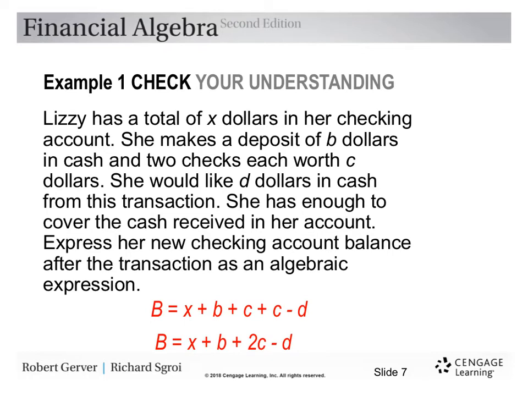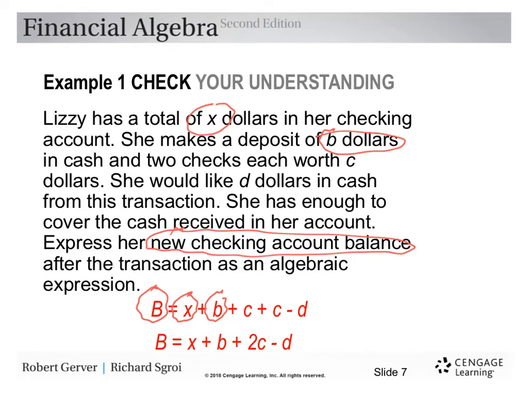Okay, so we're looking for the new checking account balance, all right? So this new checking account balance we're going to call capital B. Now, she has a total of X dollars in her account right now, so that's her current balance. She's going to deposit lowercase b dollars, so therefore we have plus b.